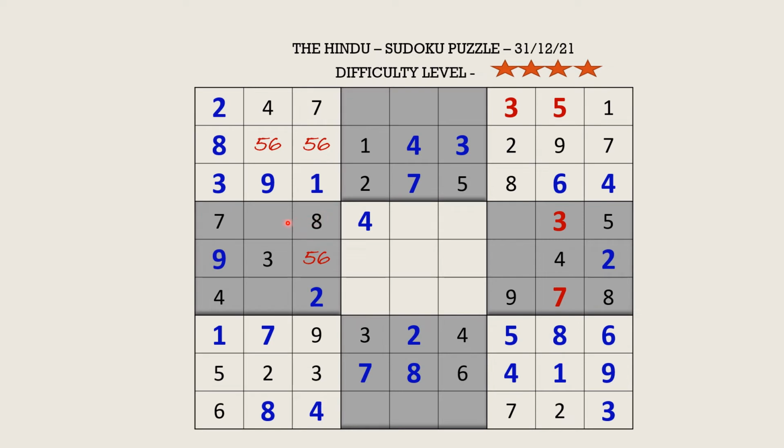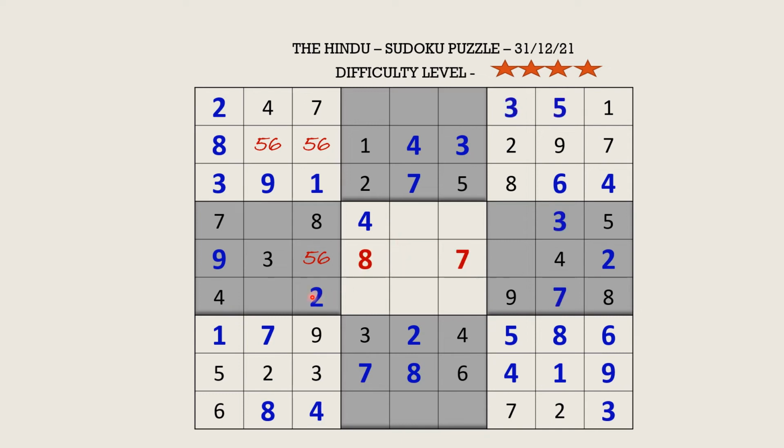Now you can see a 7, 8 here. This 7, 8 blocks this row. There is a 7, 8 here which blocks this row. There is a 7 here and 8 here. So this 7, 8 blocks this central column. So these 2 cells are the only cells in this entire block which can take 7, 8. This 7 cancels out the 7 here. So this becomes 8 and this becomes 7.